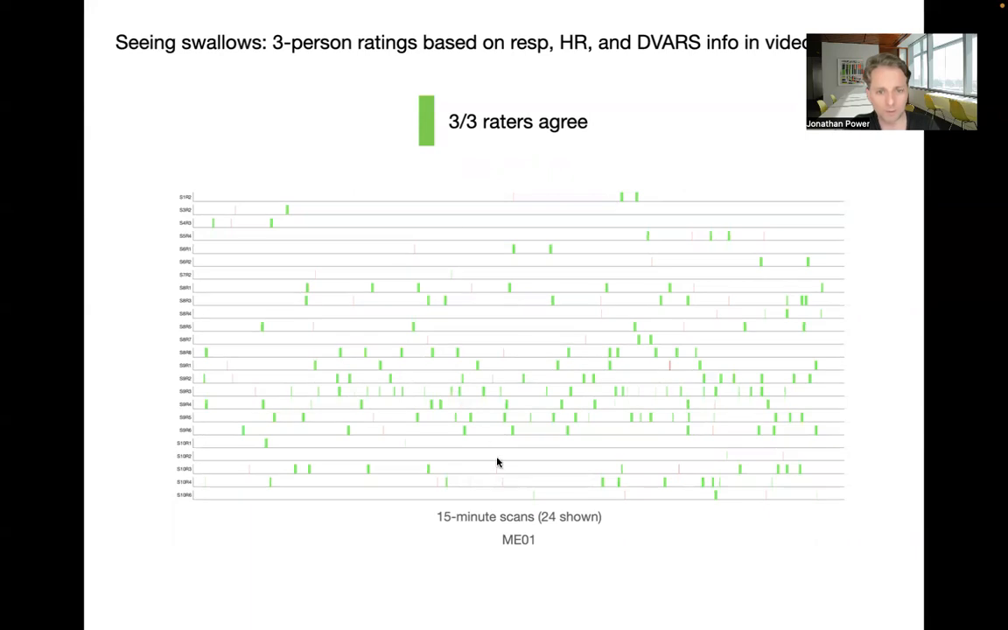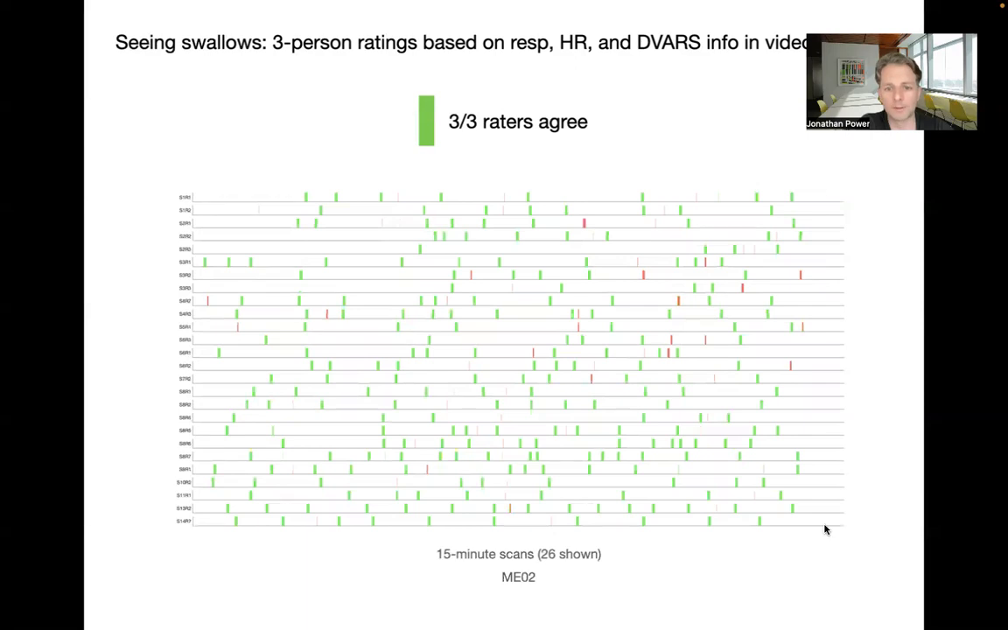This is all in one person. There's 24 scans, 15 minutes long each. So each line is 15 minutes worth of time in a single scan. So in this first scan, 2 swallows. Second scan, 1 swallow. Third scan, 2 swallows. But then, next to last scan, 1, 2, 3, 4, 5, 6, 7 swallows, something like that. So you can get an idea of where these things are happening in time, how prevalent they are. Here's another person where we had a lot of scans on. This person obviously swallowed more than the person before.